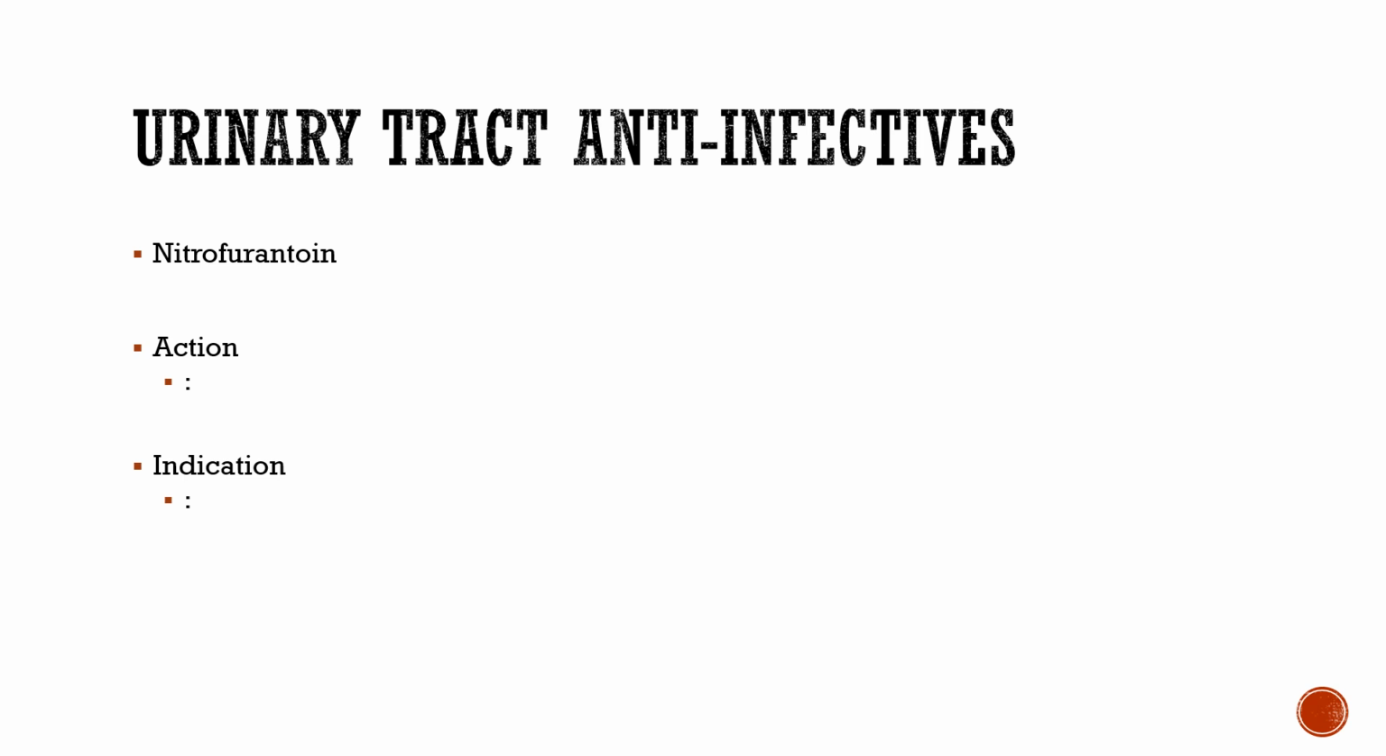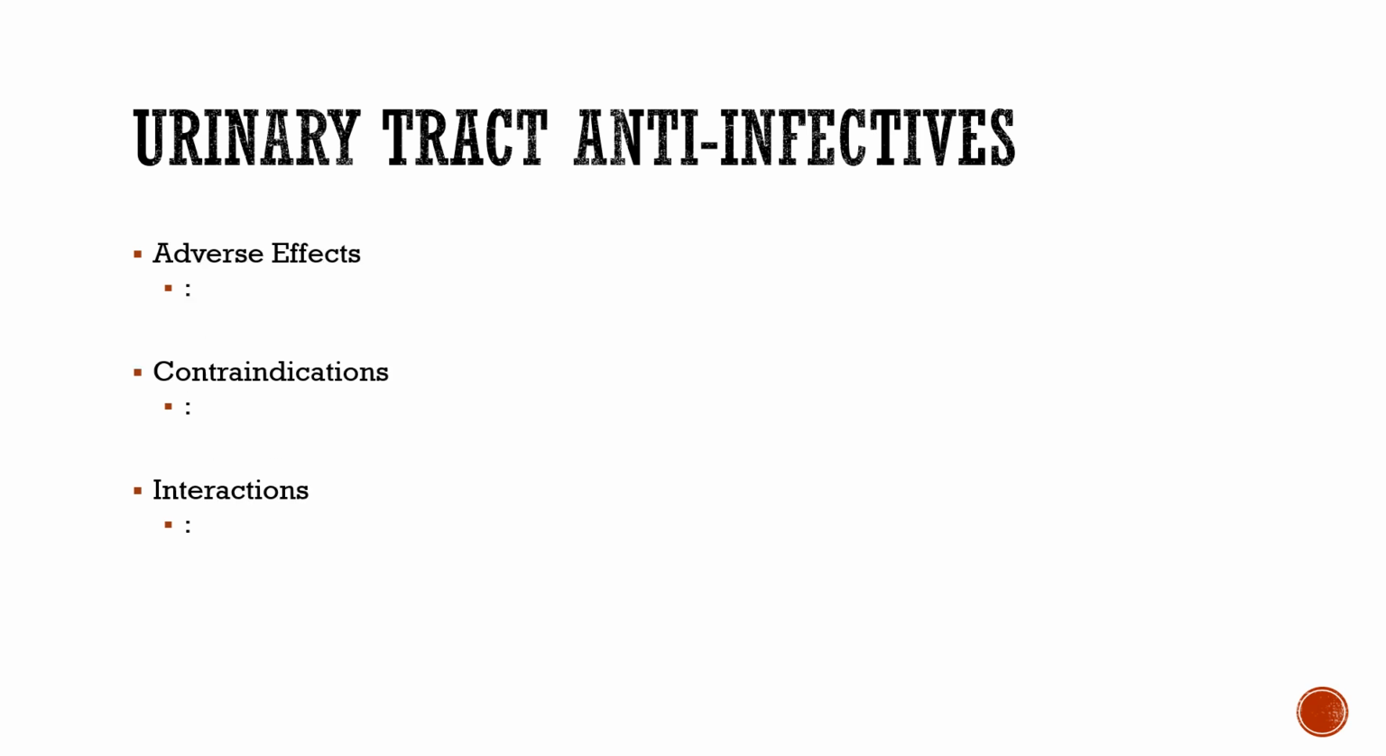Nitrofurantoin. This is an antibiotic. This one can be used for acute urinary tract infections. It can cause some discoloration of the urine, so we need to let them know about that. Be careful in people with renal dysfunction. Contraindicated, again, watch out for your renal dysfunction. Can interact with antacids. Patient teaching, complete full course. Don't take with antacids. You may get that brownish discoloration.